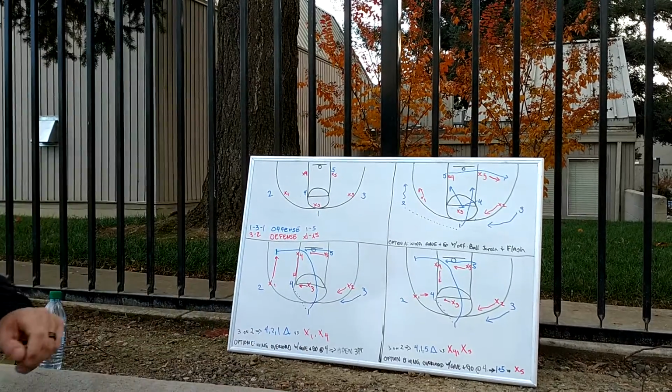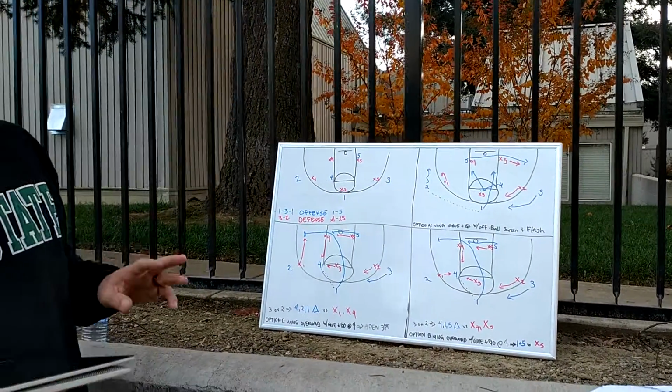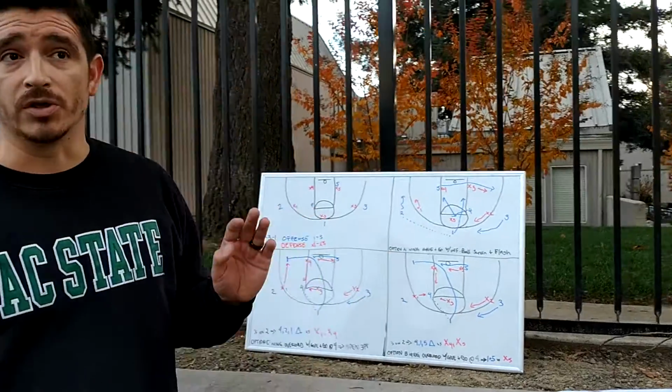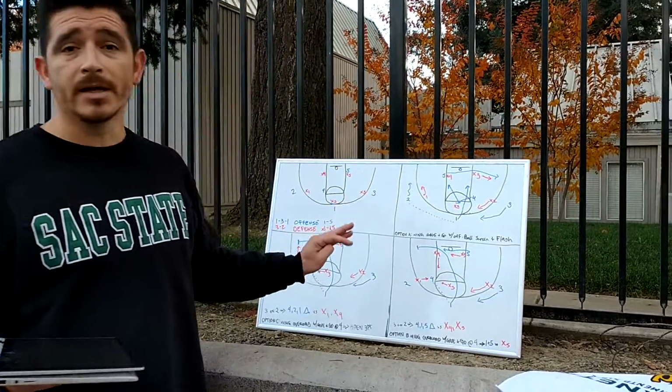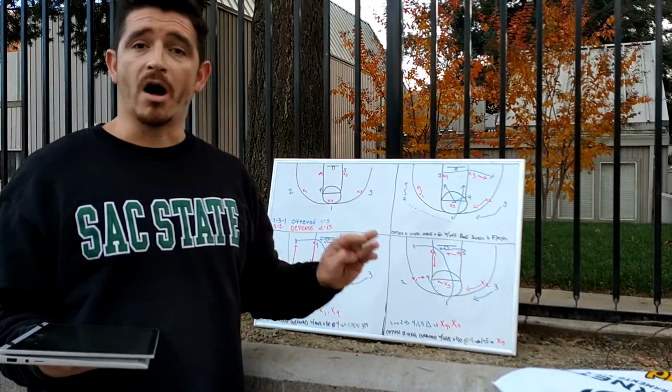And depending on what side the 4 is at, that's the side of offense we're going to try to run the play. So our first option in generating a 3-on-2 zone is a wing give and go with an off-ball screen.